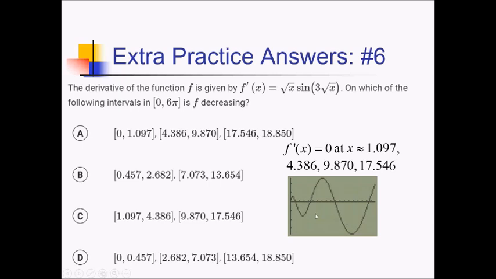So we see that that's going to be on this interval right here and this other interval over here. This first interval, where f prime is negative and therefore f is decreasing, is the interval from 1.097 to 4.386. And then this next interval is from 9.870 to 17.546. So out of all of these, it looks like answer choice C has the intervals we're looking for.